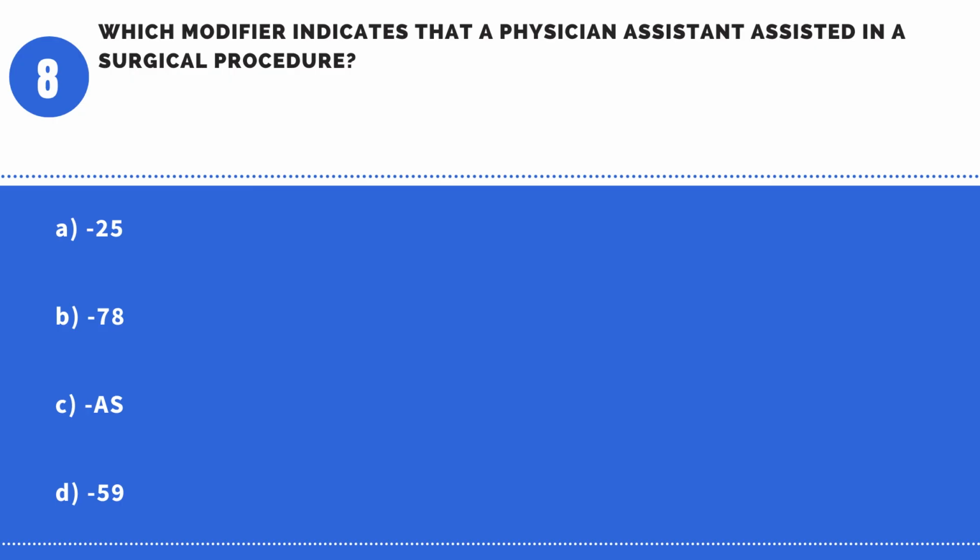Question 8. Which modifier indicates that a physician assistant assisted in a surgical procedure? A. -25. B. -78. C. AS. D. -59.